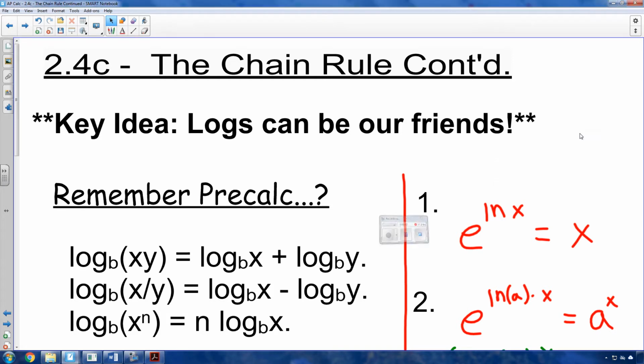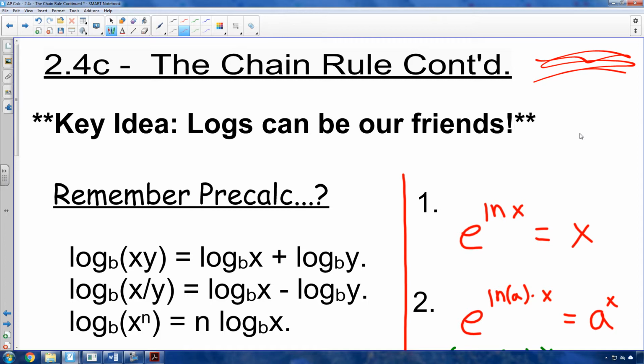All right, Passerians, this video is 2.4c, the chain rule. It's our third day, or maybe our fifth day of doing the chain rule. We've been doing it for a while. You're going to write the date up here, just like that. And the key idea today is that logs can be our friends. And not a lot of people believe me when I say that, but in calculus, it's true.